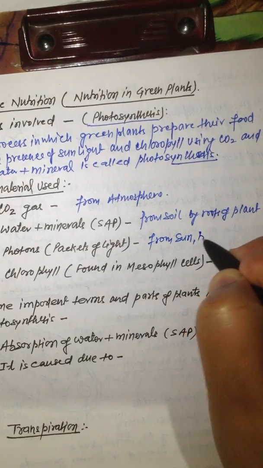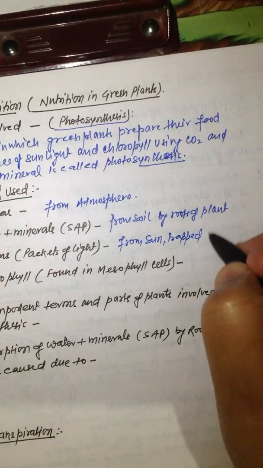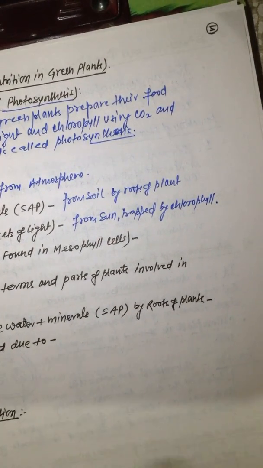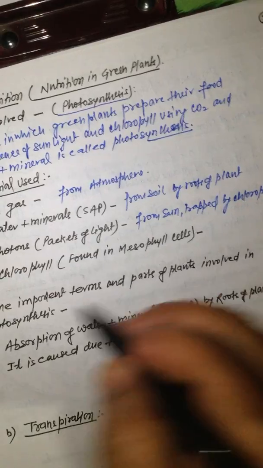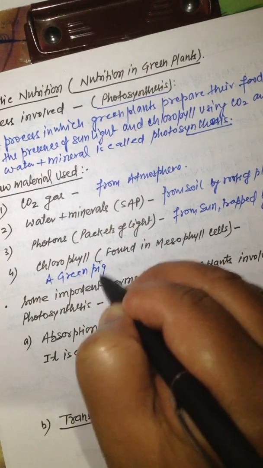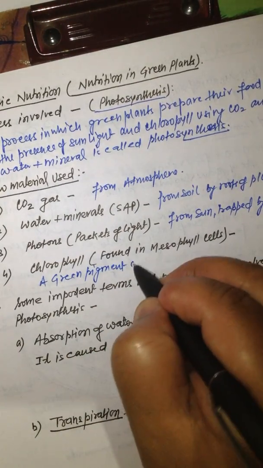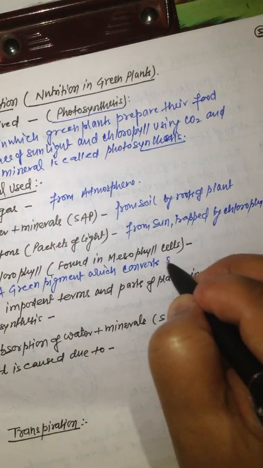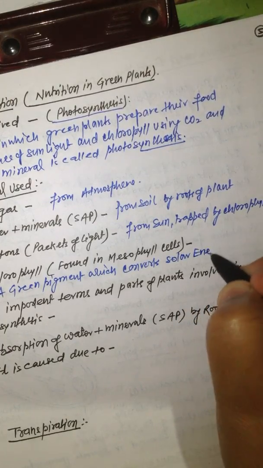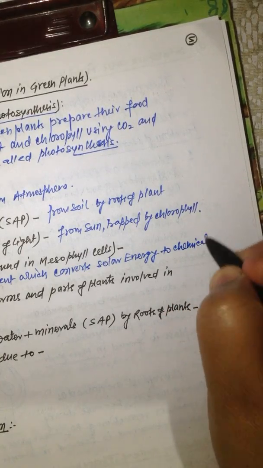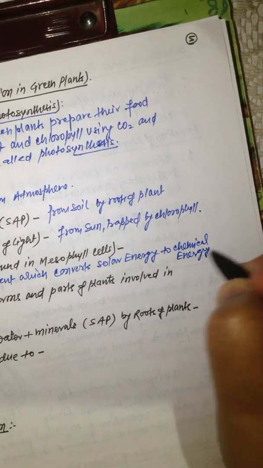These are trapped by chlorophyll, okay, to convert that into chemical energy. Chlorophyll is found in mesophyll cells, and that is a green pigment which converts solar energy to chemical energy. Okay, right.